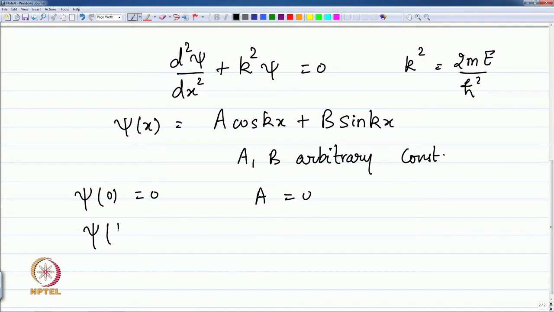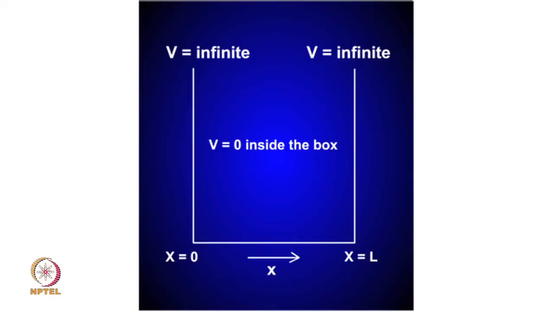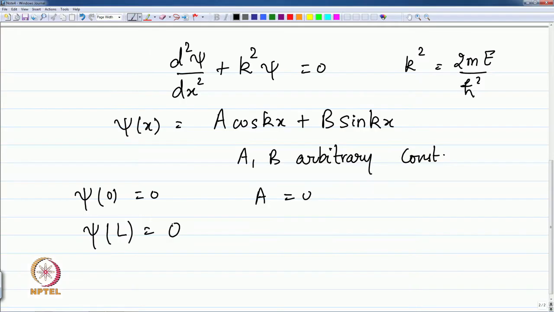If you have psi at L, which is the other extreme of the box, please remember this model, at x is equal to L at this point. Therefore, we have psi of L is 0, which implies that since a is already 0, psi of L is b sin kL, and that is equal to 0.